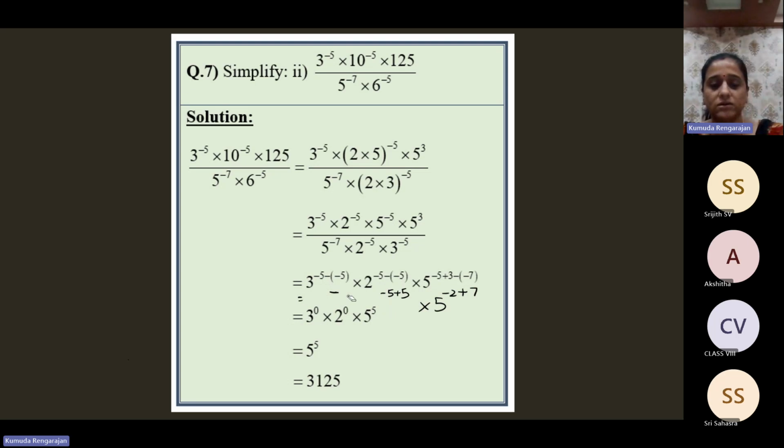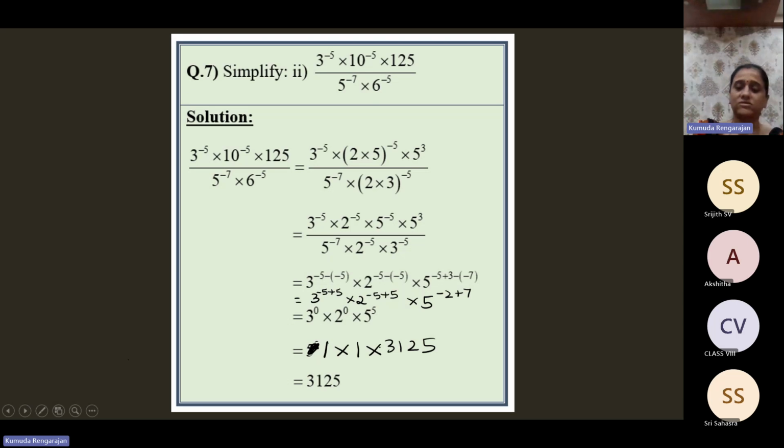Are you all listening? Yes, ma'am. 3 to the power -5 plus 5 into 2 to the power -5 plus 5 into 5 to the power -2 plus 7. So -5 plus 5 is 0, -5 plus 5 is 0. And here 5 to the power 5. Now anything to the power 0 is 1. 3 to the power 0 is 1. 2 to the power 0 is 1. And 5 to the power 5 is 3125.